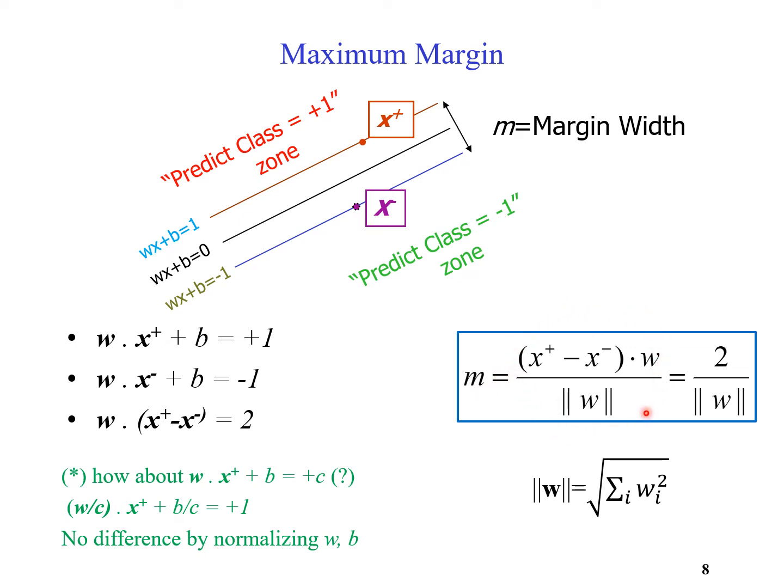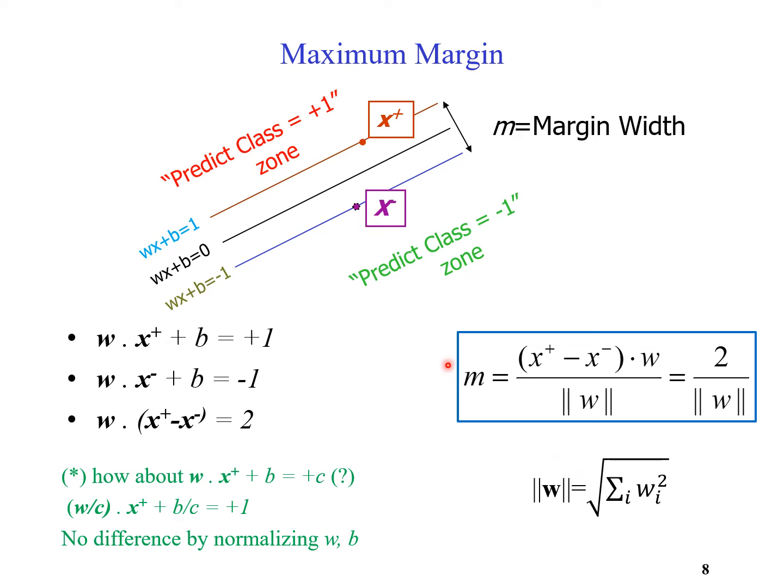And from these equations, w(x+ minus x-) is 2. So this becomes 2 divided by the norm of w. You may not be familiar with this norm. This norm means this: we call it the second norm, and the definition is the square root of the sum of squares of wi. So that's the definition of the w norm.